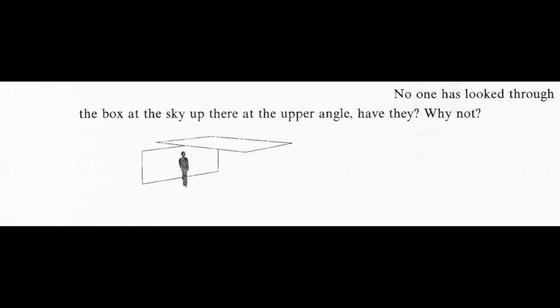To go further, if this liberation works in the horizontal plane, why won't it work in the vertical plane? No one has looked through the box at the sky up there at the upper angle, have they? Why not? Because the box always had a cornice at the top. It was added to the sides in order that the box might not look so much like a box, but more classic. This cornice was the feature that made your conventional box classic.